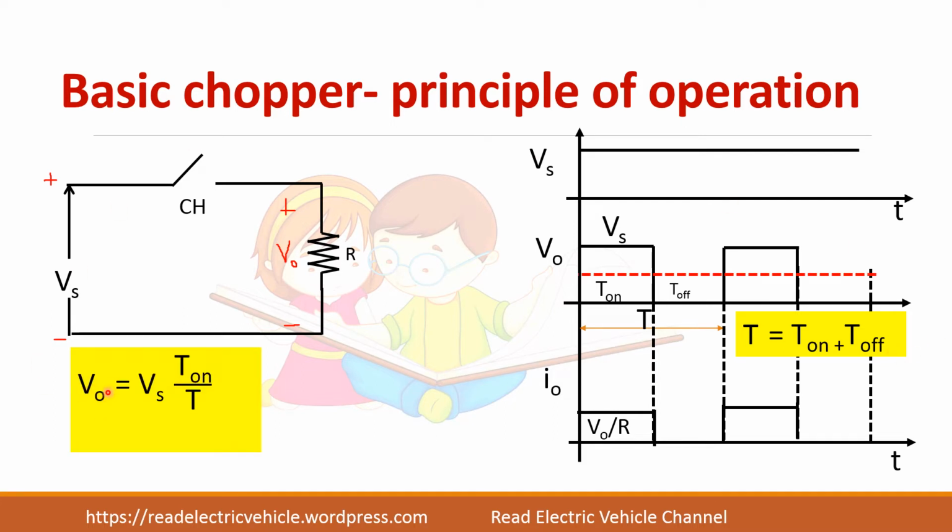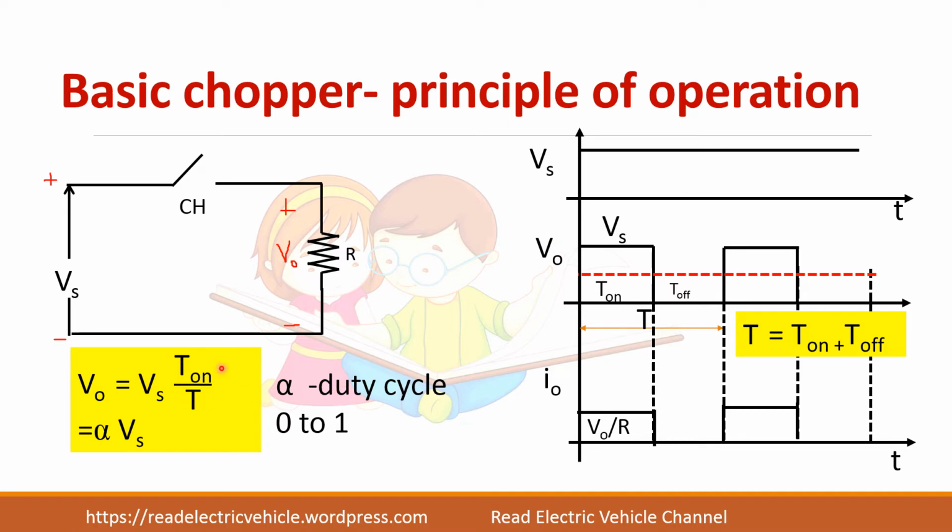And I can write V0 is equal to Vs into, what is V0? This is the average value. I am finding the average value. V0 is equal to Vs into T on period plus 0 into T off period divided by total time T. Since this part is 0, you leave this one. So V0 equal to Vs into T on by T.